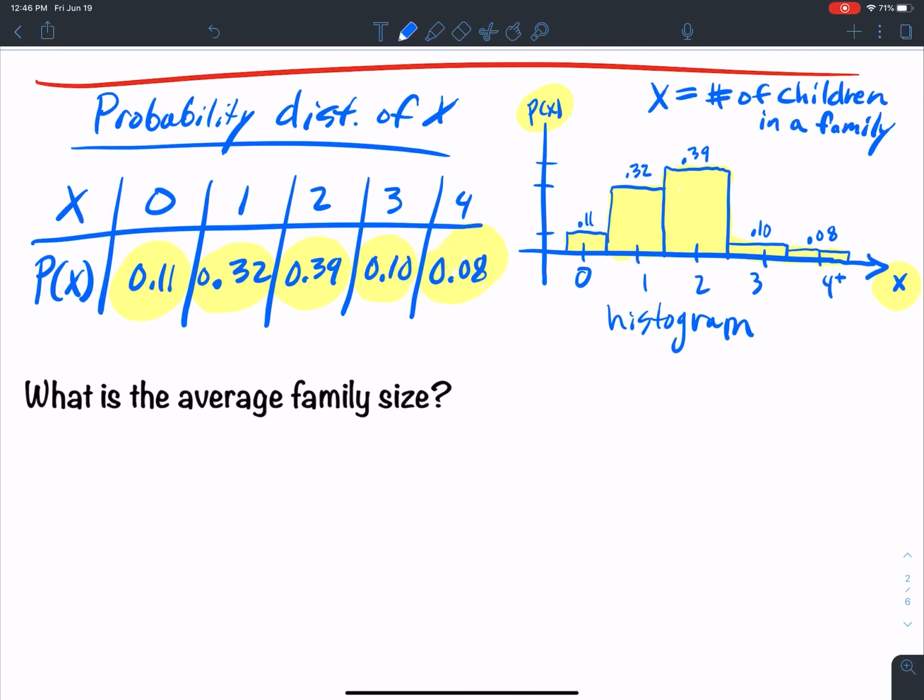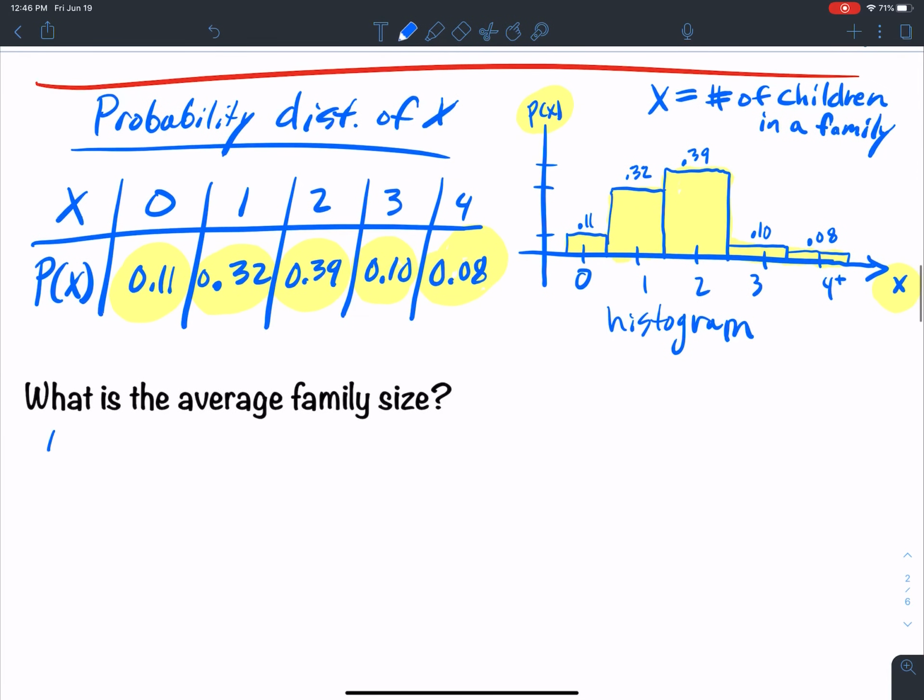So in this video, we're going to introduce the idea of averaging here. We just did a probability distribution, and this is a copy of the probability distribution we came up with and the histogram that goes along with it, where X represents the number of children in a family. But what if you ask the question, what's the average family size? This is known as the mean or expected value.